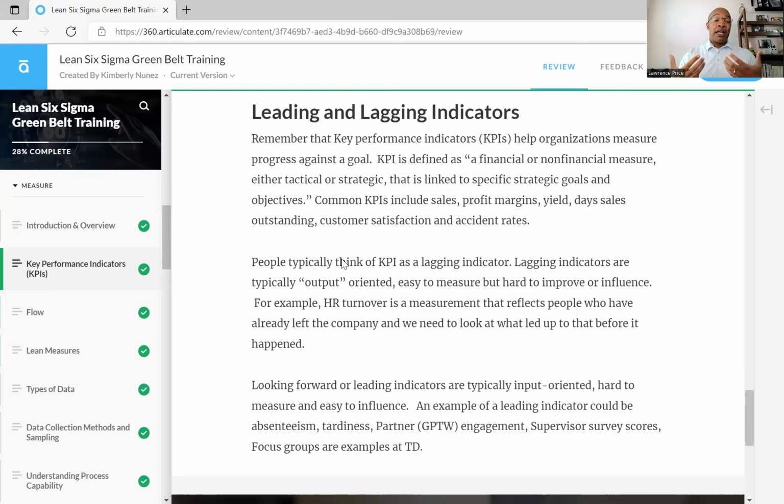So having this concept, or at least having this discussion within your project team when you're going through the measure phase, is valuable. You can say, all right, I know that we're working on this particular lagging indicator, but we need to at least start thinking through what some potential leading indicators are that we need to manage going forward.